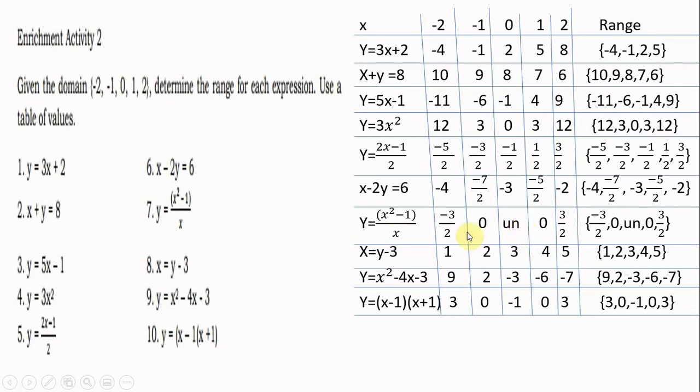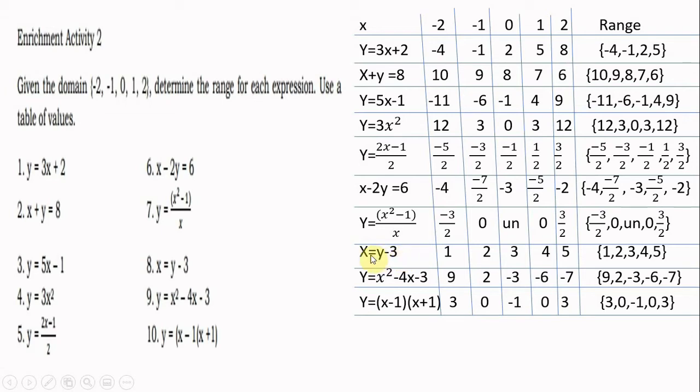So this is undefined. When our x is 1, 1 minus 1 is 0. When our x is 2, 2 squared minus 1, that's 4 minus 1 is 3 over 2. That's 3 over 2.